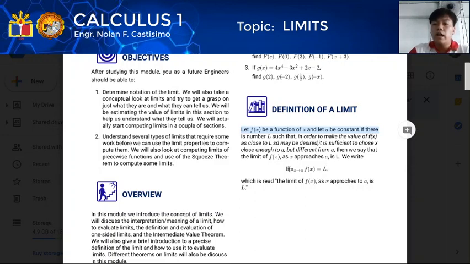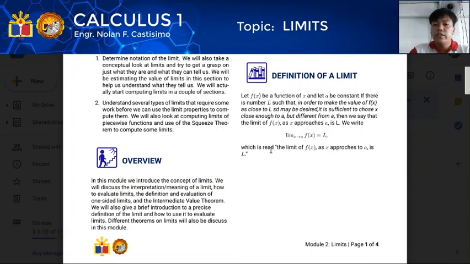Ganito natin siya isusulat in mathematical notation, yung limit. Limit of f of x as x approaches to A is equivalent to L. Ganun siya basahin. Which is read, the limit of f of x as x approaches to A is L. Ganun siya basahin itong mathematical notation ng limit natin. Next.